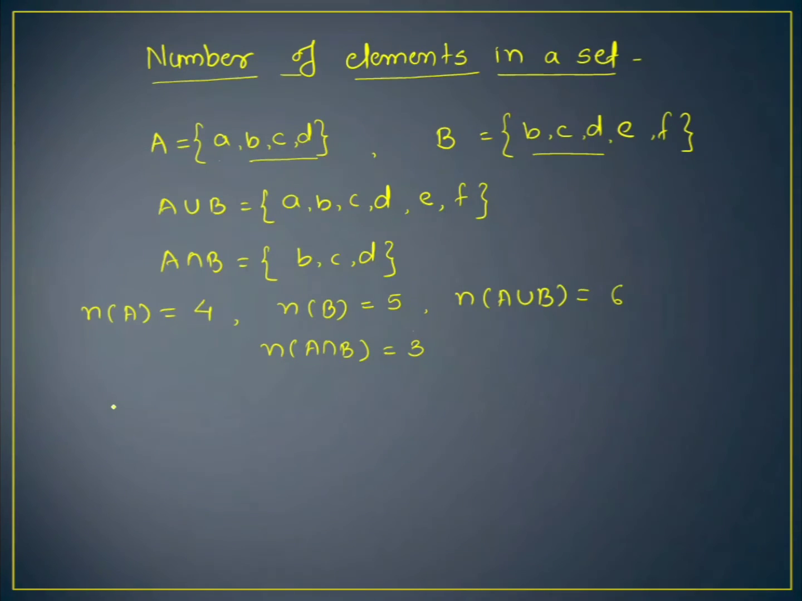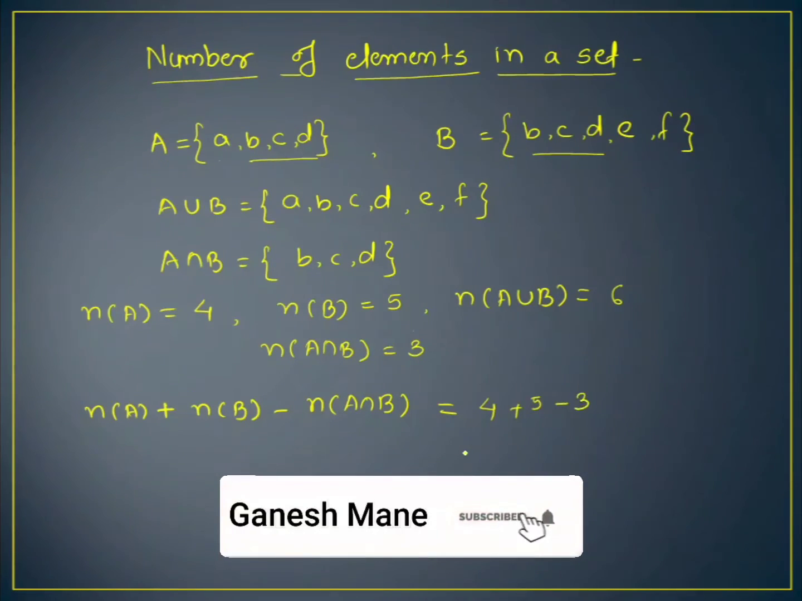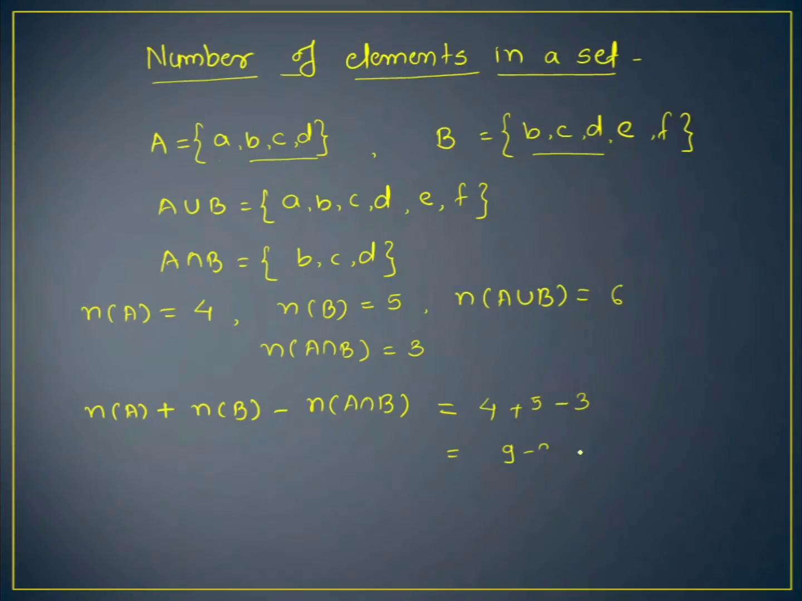Now in the relation we have to add the number of elements in set A and the number of elements in set B. So on the right hand side we have n of A plus n of B, and from that we have to subtract the number of elements in A intersection B, that is n of A intersection B. So n of A is 4, plus n of B is 5, minus 3, the number of elements in A intersection B. Here 4 plus 5 is 9, minus 3 is equal to 6, which is the number of elements in A union B. So that is equal to n of A union B.